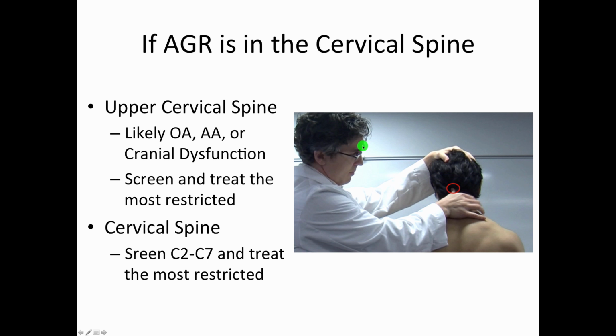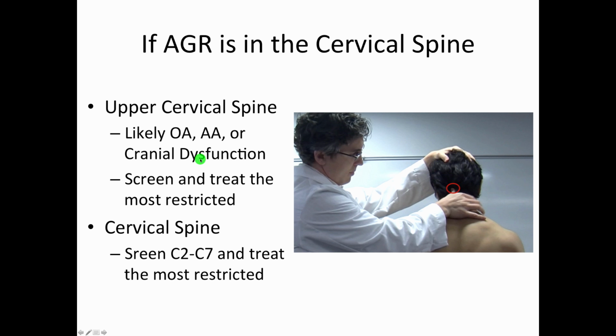So let's say you find the area of greatest restriction in the cervical spine. If it's in the upper cervical, it's likely OA or AA, or it even could be a cranial dysfunction. Lots of times those tough lesions up there that aren't resolving with your treatment of the OA or AA are likely due to cranial somatic dysfunctions. So get some exposure to that this year, but oftentimes additional training is very valuable if you want to treat that to any significant degree.